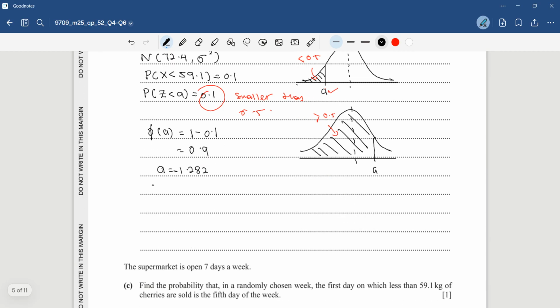Therefore, how to standardize this? So my a is actually 59.1 minus 72.4 divided by sigma is equal to negative 1.282. Okay, you see, this one is actually my standardized score. My a is a standardized score. So how to get the a is actually to standardize the x value, which is like this. Therefore, you rearrange and calculate, your sigma will be 10.4.